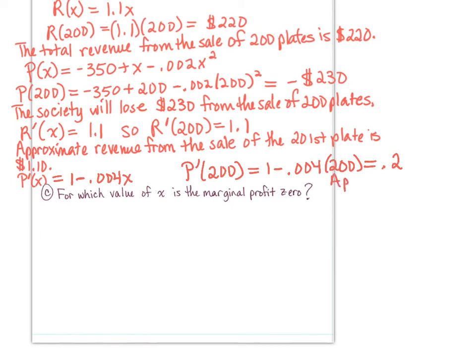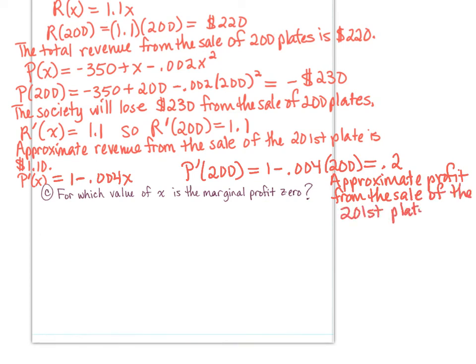So that means that the approximate profit from the sale of the 201st plate is 20 cents. Okay?